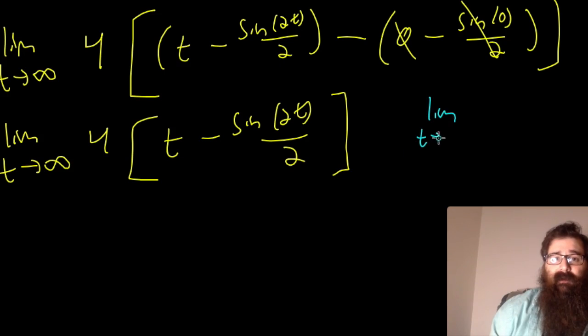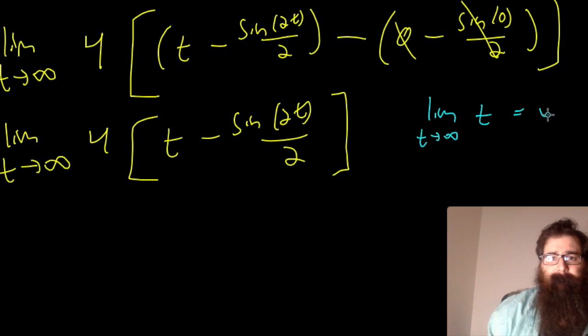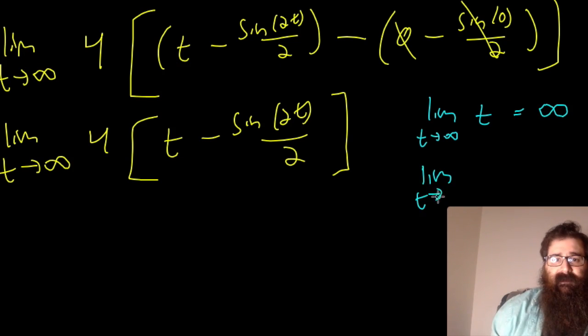Now, the first one is really just sort of an identity function, right? Limit as t goes to infinity of t. Well, as t goes to infinity, what does t do? T goes to infinity. Almost seems like it's a bad joke. Where's the punchline? So the limit as t goes to infinity is infinity. What about this other piece, though? Now let's talk about sine of 2t. The limit as t goes to infinity of sine of 2t.